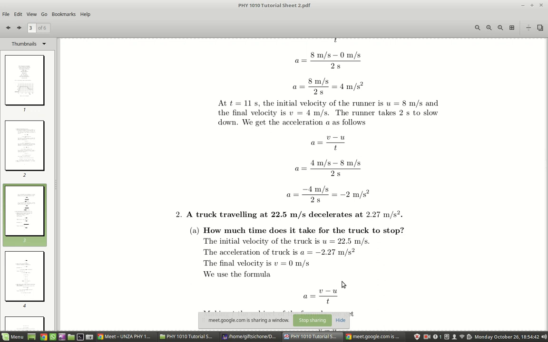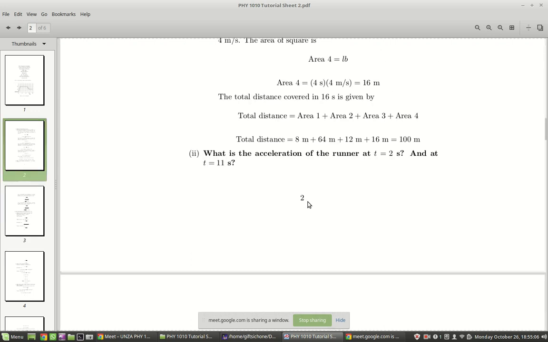So, this problem actually shows you what you can do with the velocity time graph, and that's why in physics, a velocity time graph is very, very important. The area under the velocity time graph gives you the distance traveled. The slopes of the lines of the velocity time graph give you the acceleration.